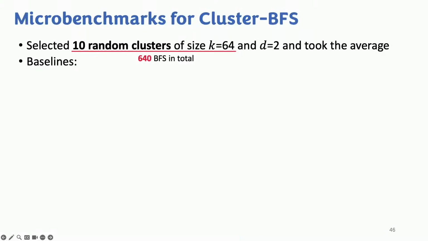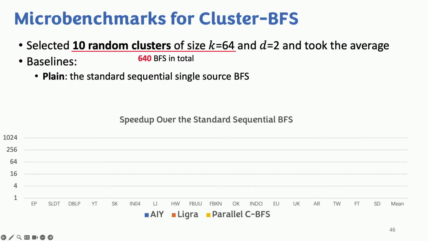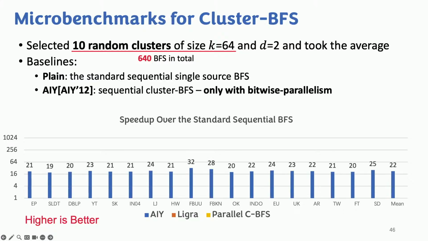Our baseline is the standard sequential single source BFS, and we compare other baselines against it to show the speed up over it. Higher is better. The sequential cluster BFS baseline is one where we run 10 different clusters one by one. It only has bitwise parallelism, and as the blue bar shows, it has about 20 to 30 times speed up. It's quite uniform on different graphs. Each bar represents a graph, and the last one is a geomean of all the graphs.